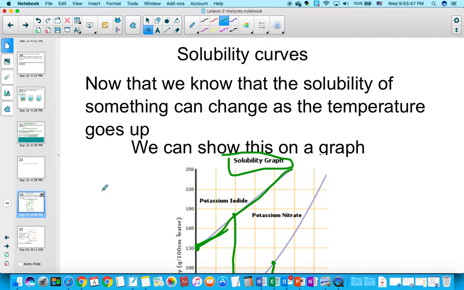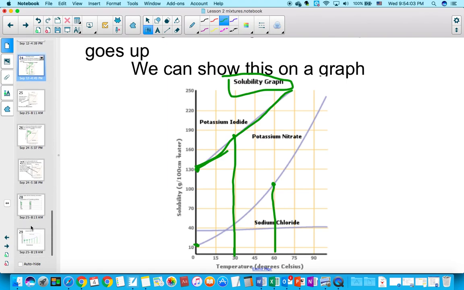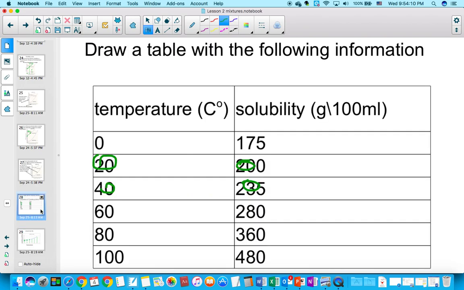You should be able to read a solubility graph. You should be able to tell me what these lines mean. These lines represent the saturation point, and the graph tells us that the saturation point changes as temperature changes. You should be able to draw a graph, right? This is a solubility graph, but it's no different than drawing any other graph. So you should be able to draw a graph, because I may ask that of you.